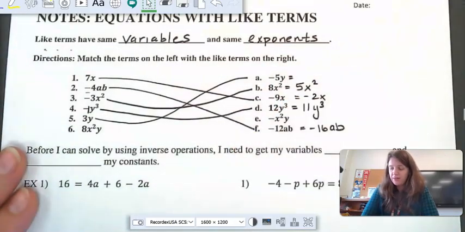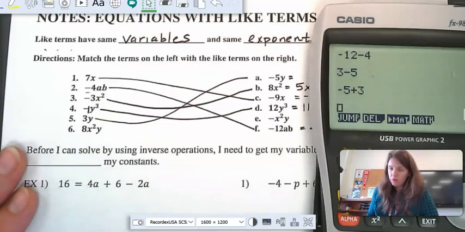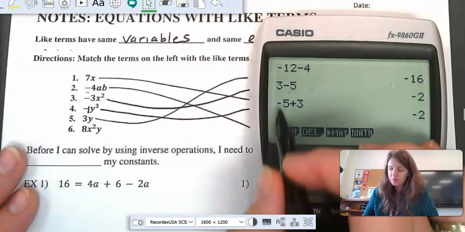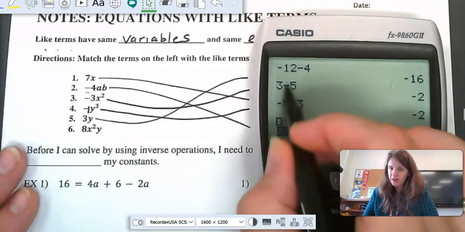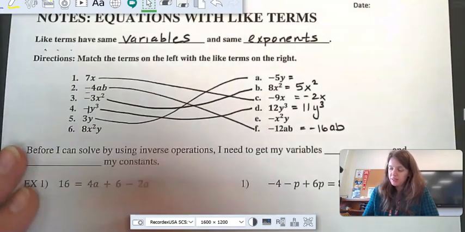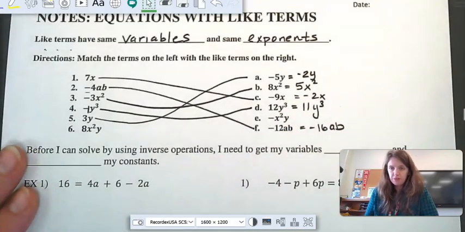So I've got 3 minus 5, or negative 5 plus 3. Either way you do that, you will get a negative 2. Those are saying the same thing. The negative 5 is here, the negative 5 is here, the positive 3 is here, the positive 3 is here. They basically say the same thing in the opposite order. So negative 2y for that one.